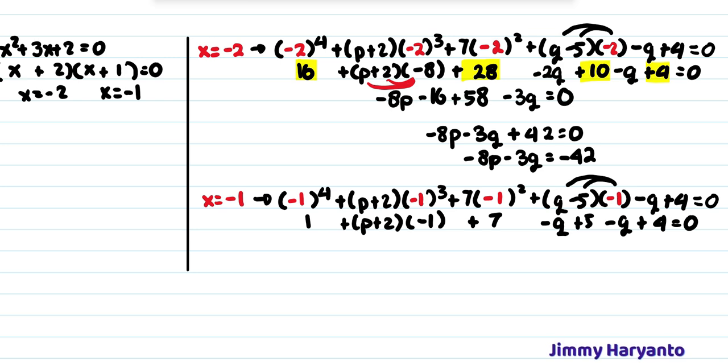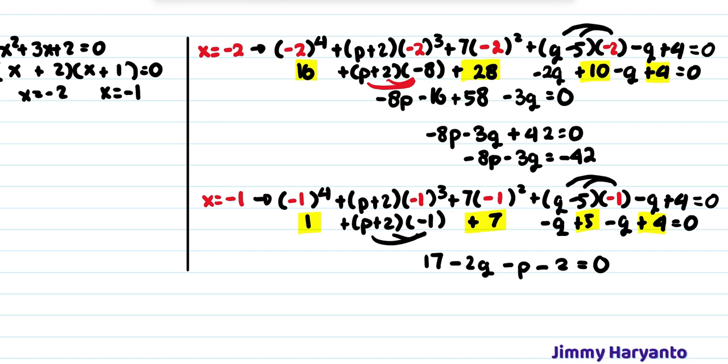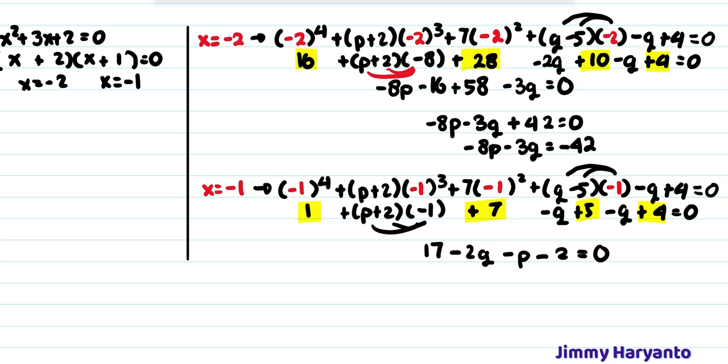And then I want to calculate 1 plus 7 equals 8. This one is 13, 17. So the total is 17. And then minus q minus q equals negative 2q. And then this one is negative p. This one is negative 2 equals 0. Sorry. 17 minus 2 equals 15. I will move this to the other side so it will become positive. So I will have 15 equals p plus 2q.